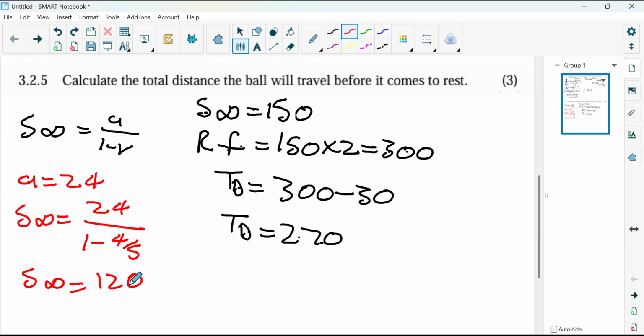If we multiply by 2, now we're also considering the fall. 120 multiplied by 2 is going to be 240. So this one considers the rise and the fall. But there's a part that we didn't count, which was the initial drop the ball traveled. So we add the 30, and it's going to give us 270.